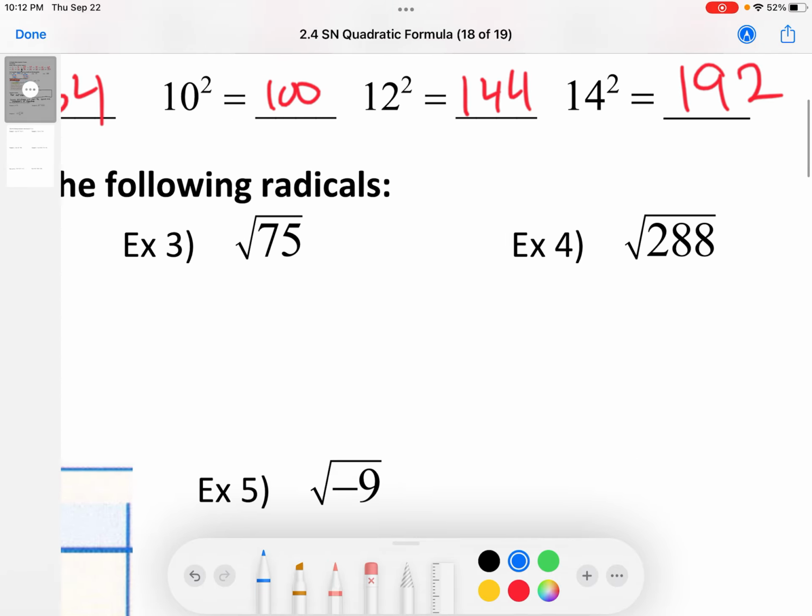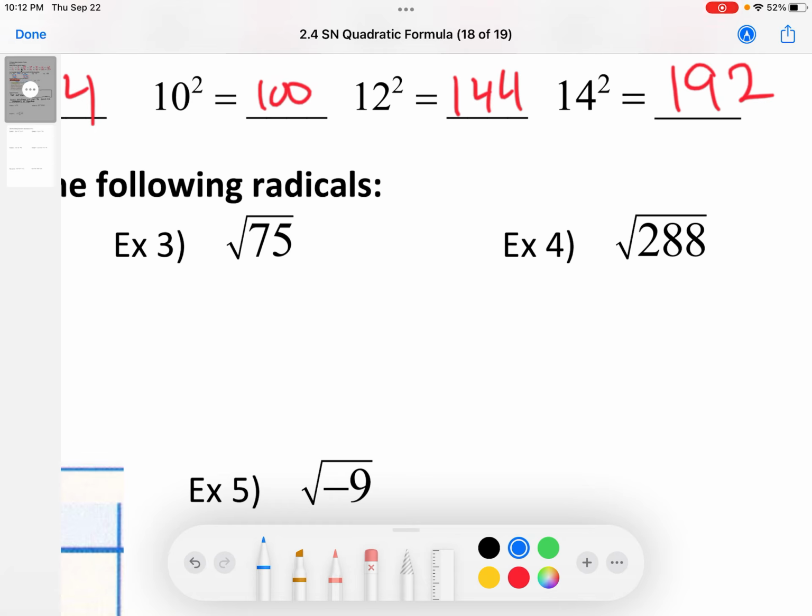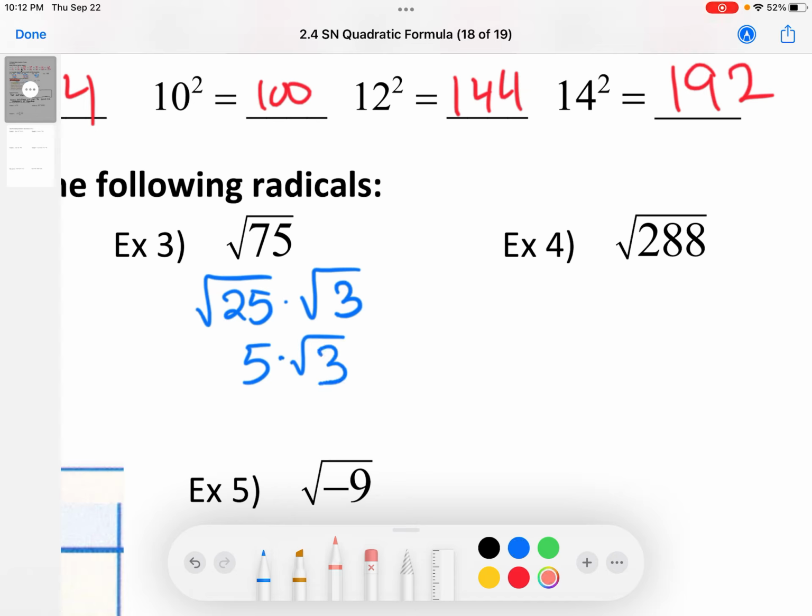So let's look at example 3. We have 75. The perfect square that divides into 75 is 25. Square root 25 times square root 3. 25 times 3 gives us 75. 25 is a perfect square, so square root of 25 is 5. So this simplifies to be 5 times square root 3. We can't simplify that square root 3 any further, so it stays.